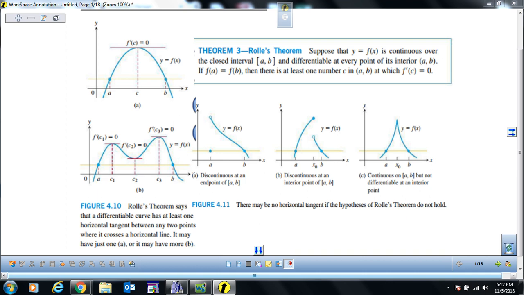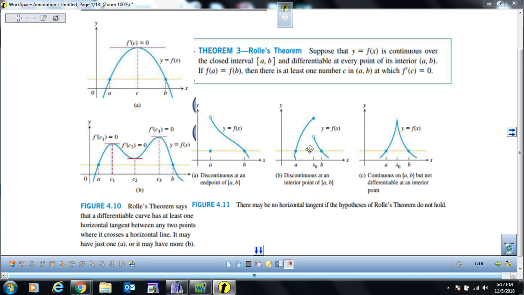Then if the function is not continuous over the closed interval, including a and b, then Rolle's theorem cannot even be held to be true. Second example, discontinuous at an interior point. What if within the interval there is a point where you see this discontinuity? Then the theorem does not hold anymore.